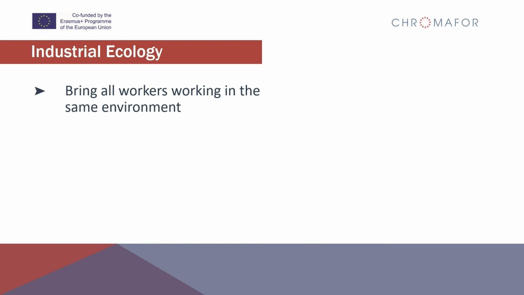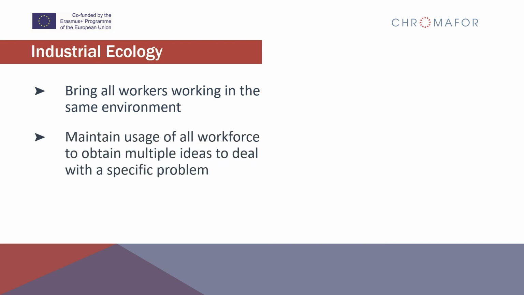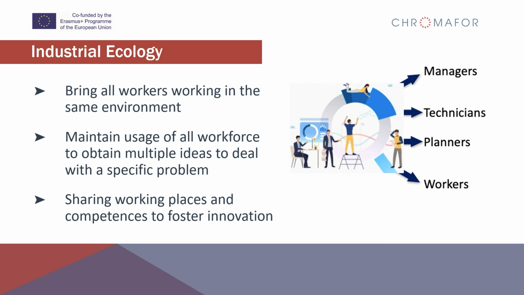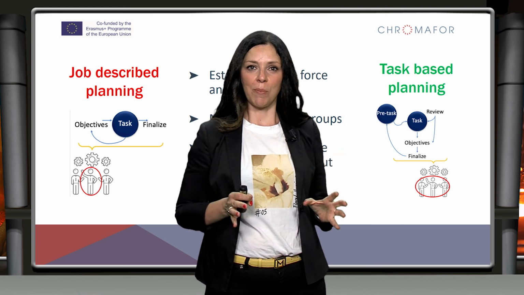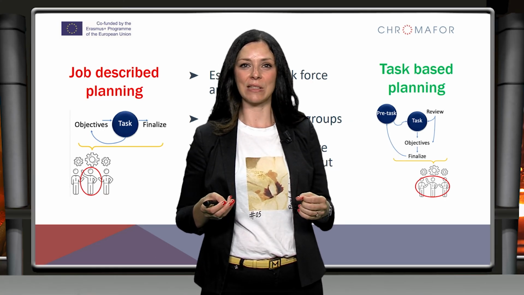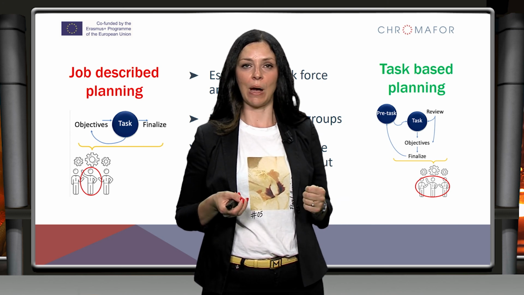Industrial ecology means that we have to try to bring all workers together, working in the same environment. This is important because using the whole workforce to obtain multiple ideas and to deal with a specific problem is a really important step for companies, for example, to have shared working places in order to foster innovation. Cooperation between different workers creates innovation and new solutions for companies, also from an environmental point of view. This is why it is important to move from job description planning to task-based planning. A company has to establish a workforce and task pool, match tasks with groups, and foster creativity, which is kept alive when given similar but not identical tasks. So it is important for companies to foster policies that create motivation and cooperation among workforces.